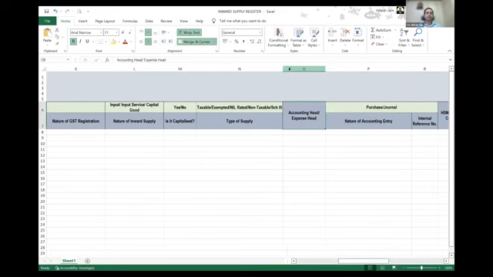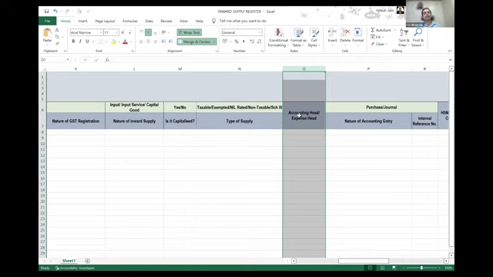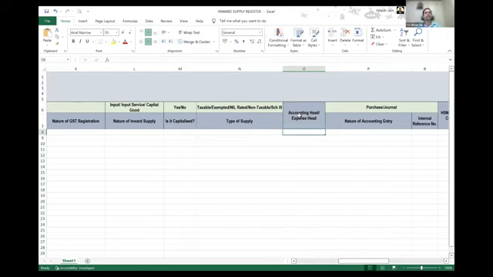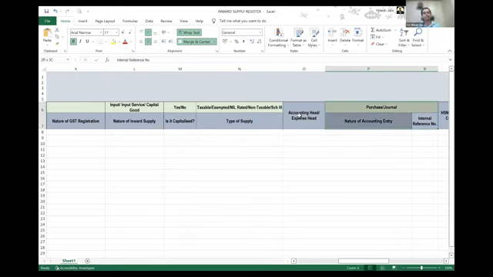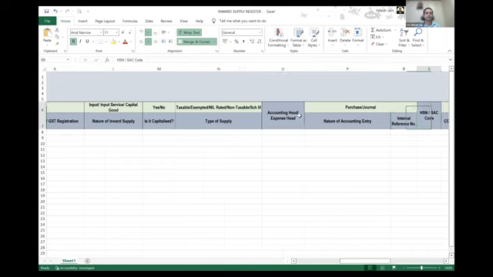Then, to corroborate with the profit and loss account or the debit side of the assets, fixed assets, you should take the references here. Accounting head or expense head. For detailed data maintenance, you can even have the nature of accounting entry. It is purchase or journal, with internal reference numbers as well.